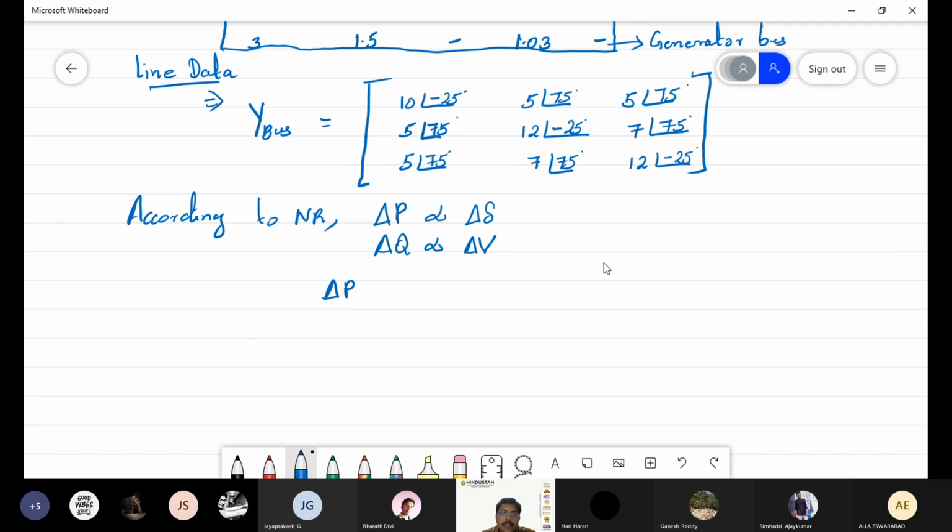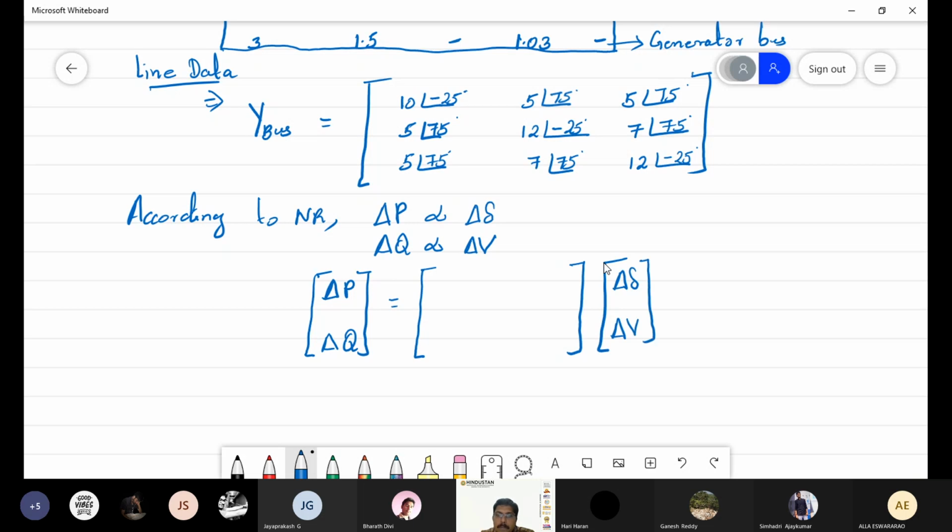That is change in real power, that is change in reactive power. So it will be like a matrix, that is equal to... here we know that change in real power is directly proportional to change in rotor angle. See, I am writing the same. Change in reactive power is directly proportional to change in voltage.